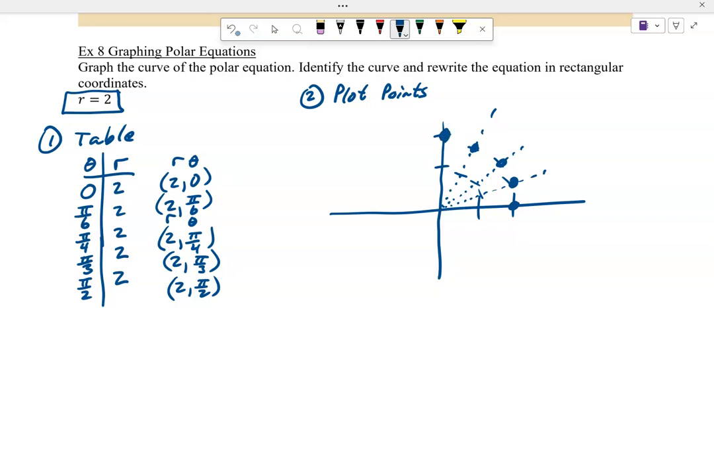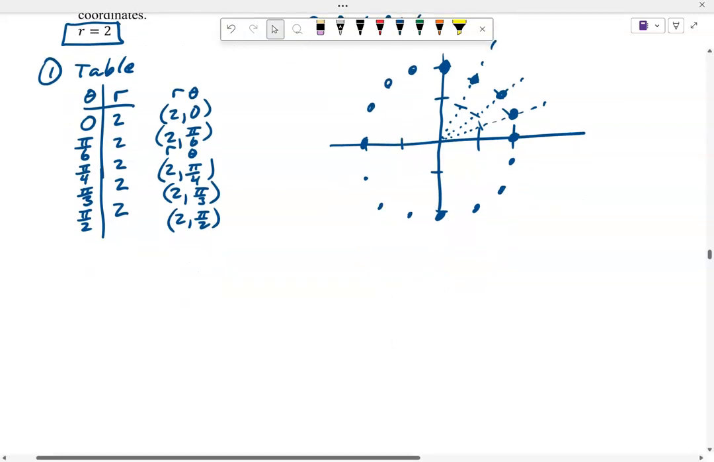And I could keep doing this, right? And what am I going to see? Exactly. You're going to see a circle. You get that point, and that point, and that point, and that point, and so on. And like, oh, I got a circle. Well, let's verify that. So that's step 2.